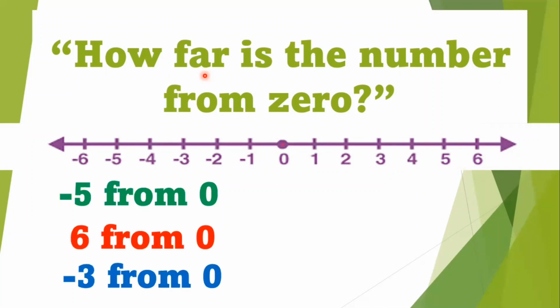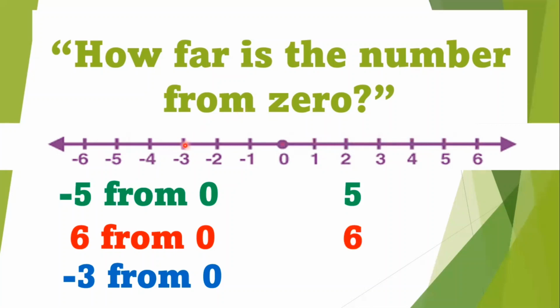Here, we have negative 5. What is the distance or gaano kalayo ng ating negative 5 from 0? So, ika-count lang natin ang units from 0. So, that is 1, 2, 3, 4, 5. So, the distance of negative 5 from 0 is 5. Next, we have positive 6 from 0. Let us count 1, 2, 3, 4, 5, and 6. So, the distance of positive 6 from 0 is also 6. How about negative 3?